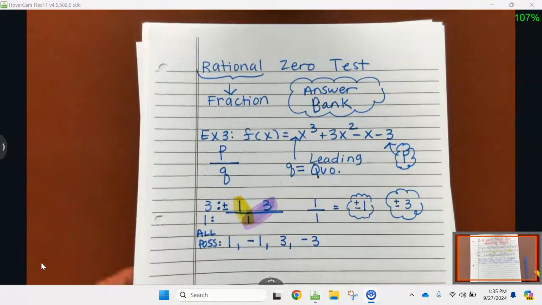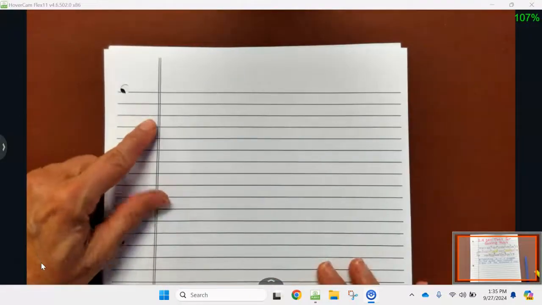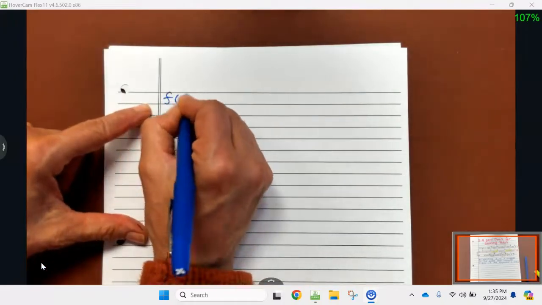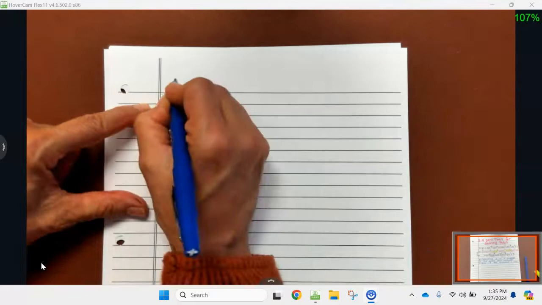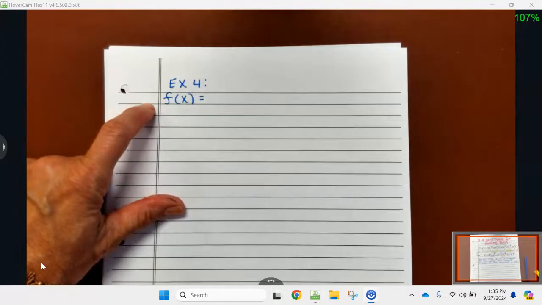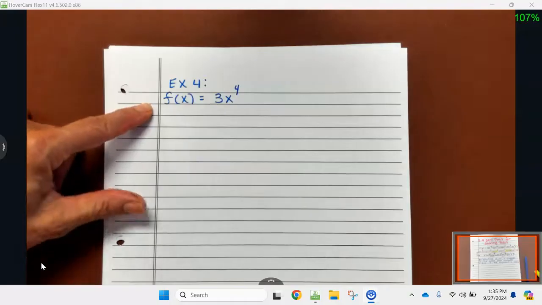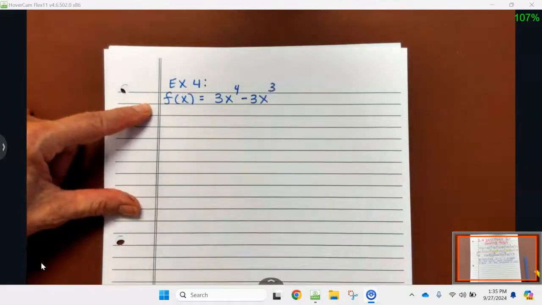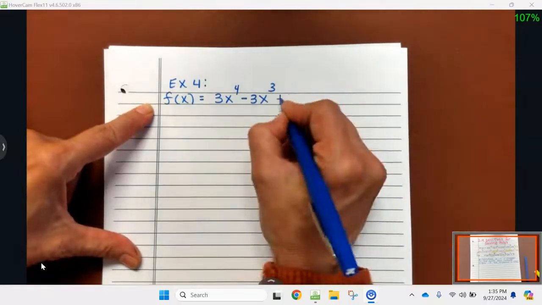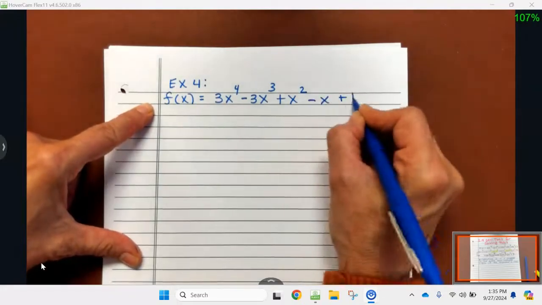Let's try that one more time. Let's write down one more equation. Let me organize my work. Okay, so write f of x. Let's call this example 4, in case we need to refer back to it. All right, example 4. This is going to be 3x to the 4th, minus 3x to the 3rd, plus x squared, minus x plus 1.